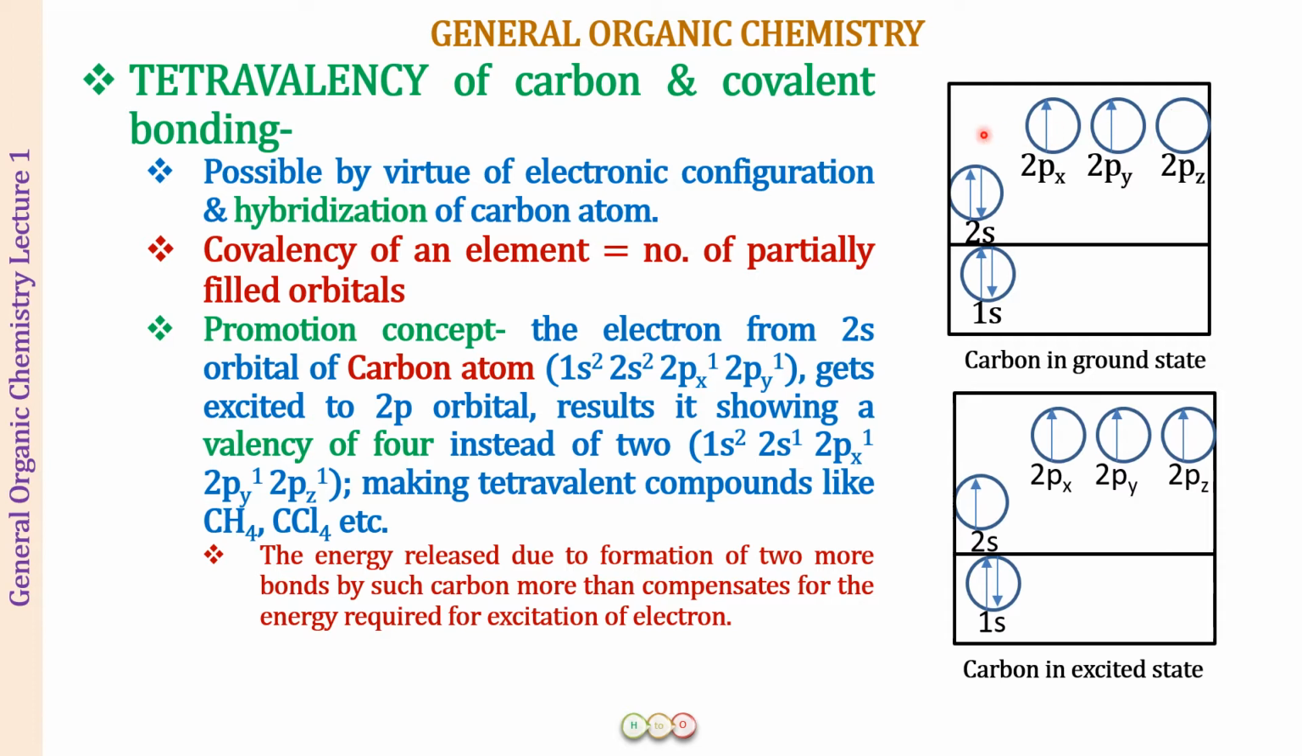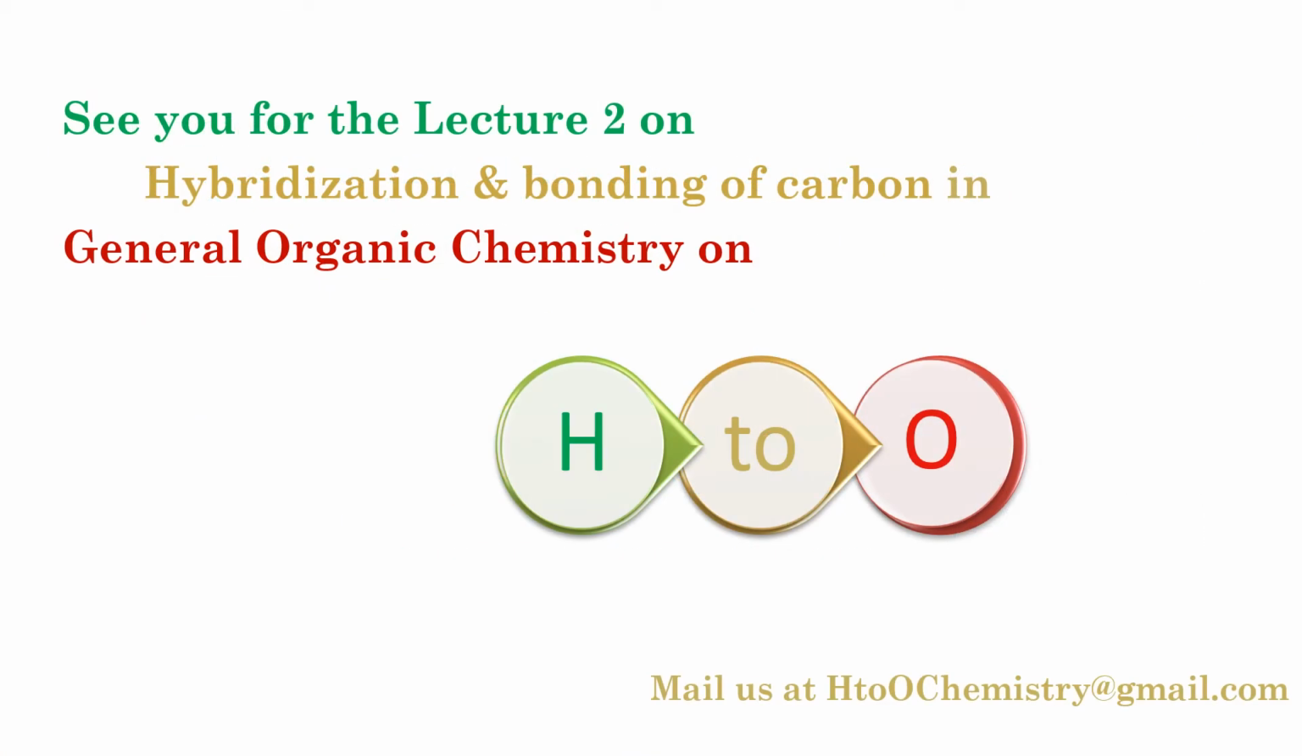Moreover, when it forms just two bonds, its octet is not going to be complete. Here, with the four electrons unpaired, we can form four bonds, so it can complete its octet, and that is one of the reasons, as we have studied in the octet rule, that it participates in bond formation. As I was telling you, we will be discussing hybridization and bonding of carbon in the next lecture.